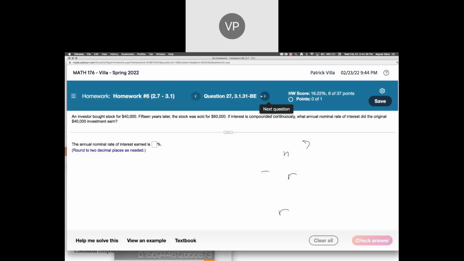Okay, number 27. A little more calculator work, but I'm going to find some dollar values this time. So we have an investor who bought a stock for $40,000. 15 years later, the stock was sold for $60,000. Compounded continuously, right there. I'm not even going to do any more except know that A equals Pe to the rt. I know that immediately when I see that word continuously.